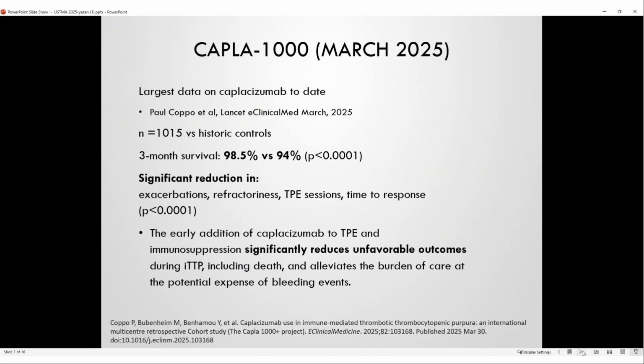And in addition to that, there was a significant reduction in other very important outcomes, including disease exacerbation, disease refractoriness, the number of plasma exchange sessions, as well as the time to response. So the authors concluded that the early addition of caplacizumab to plasma exchange and immunosuppression significantly reduced unfavorable outcomes, including death, as well as alleviating the burden of care related to immune TTP.